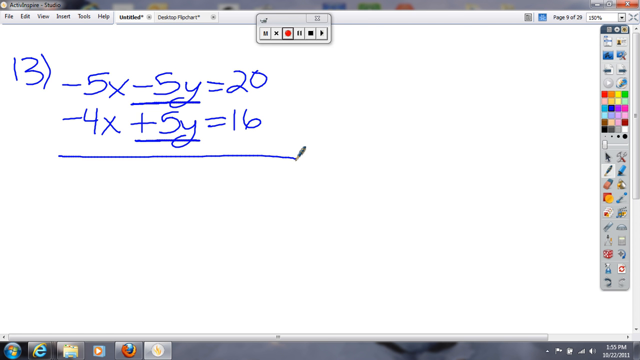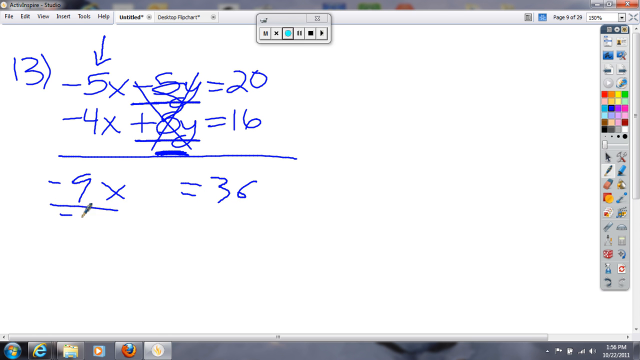So if I have the same numbers and different signs, I draw a line, I simply add down. What's a negative 5x and a negative 4x? Here, I'm doing this one first. Negative 5 and negative 4 is negative 9x. Remember, when we add and subtract the numbers, we do not change the exponent. Then I have the 5y minus 5y, which all cancels, equals 20 plus 16 is 36.